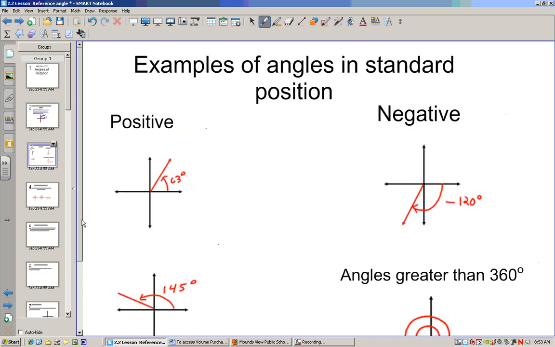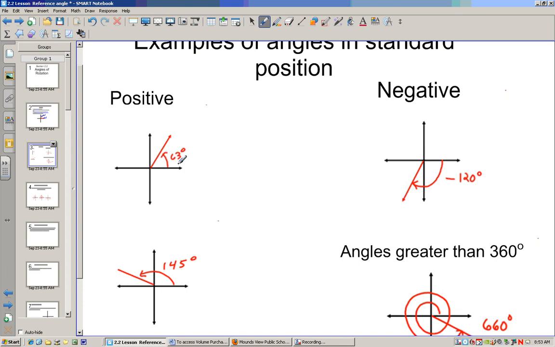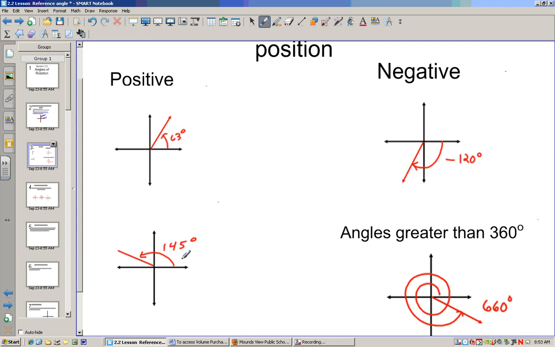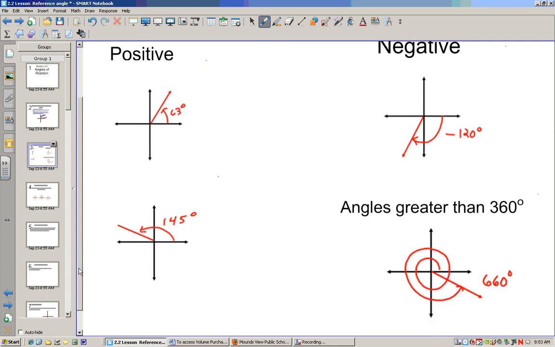Now here's some examples. If it's positive, it's going to be going up, so say that's about 63 degrees. A negative angle would be rotating not counterclockwise, but now clockwise, so that's negative 120 degrees. 145 is just going past 90. I could say the angle 660 by going around once and then coming back. So this would be the same direction as, say, 300, because 660 minus 360 is 300.